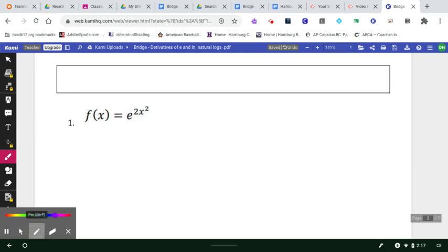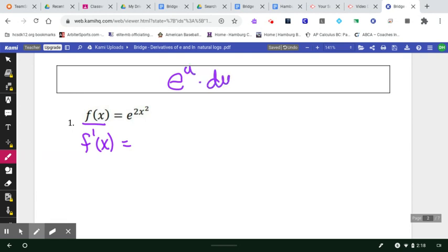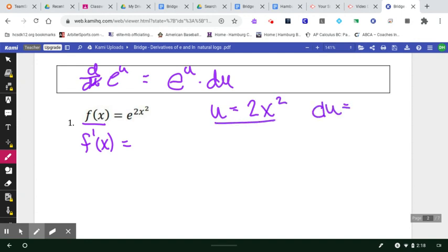We're just going to take the derivative. So the derivative of f of x, of course, is f prime of x. My rule is the derivative of e to the u is e to the u times du. In this case, I'll break it down for you. Who is the u? U meaning the exponent. The exponent is 2x squared. Therefore, the du, the derivative of u, by the power rule gets me 4x.